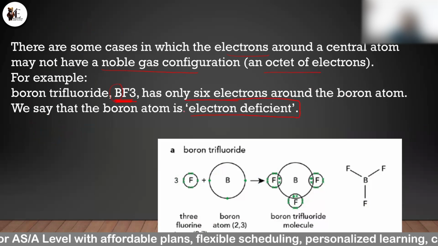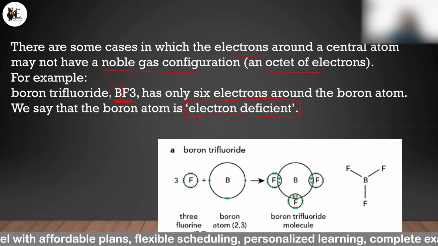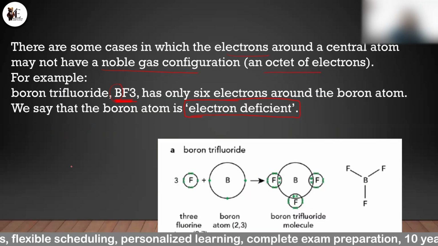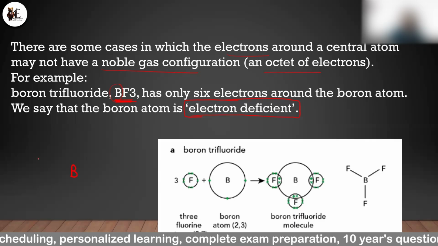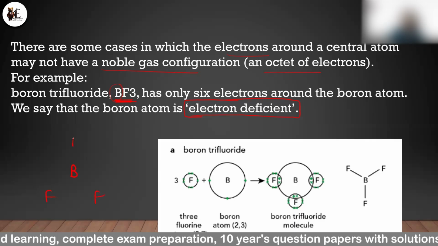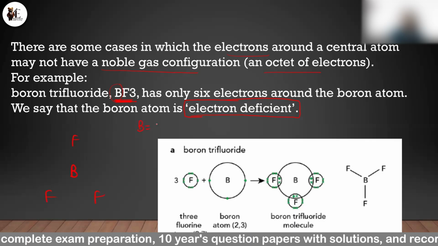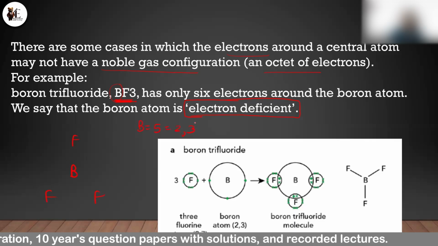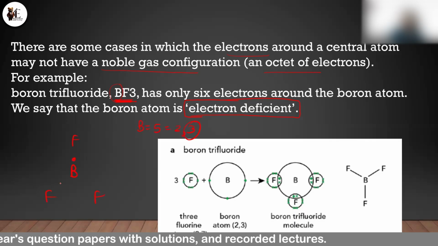So if you want to name a compound that is electron deficient but still stable, it is BF3. So you can write down boron, and we have 3 fluorine atoms, 1 and 3. What is the configuration of boron? Atomic number is 5, configuration would be 2, 3. So that means it has 3 valence electrons, 1, 2 and 3.